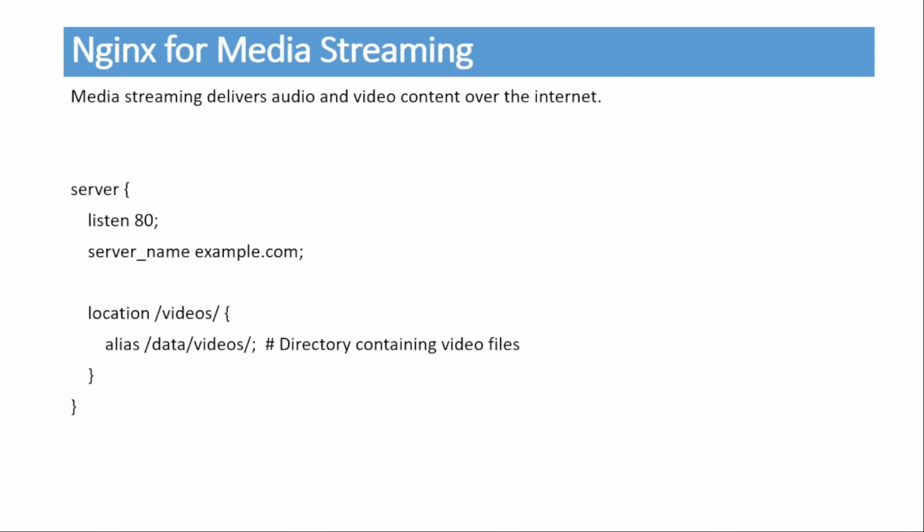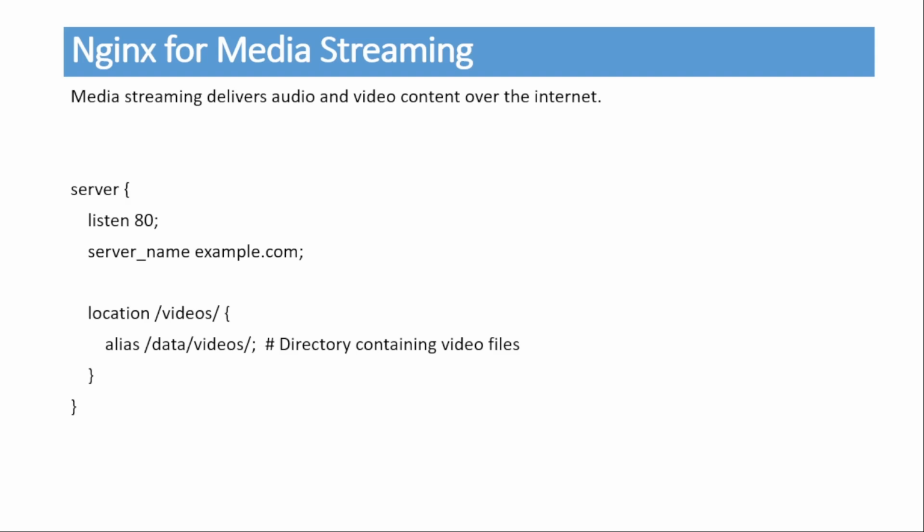The next one is NGINX for media streaming. Media streaming delivers audio and video content over the internet. For example, you have a website where users can watch videos. NGINX streams media files to users in real time. Users can watch videos without needing to download the entire file first.